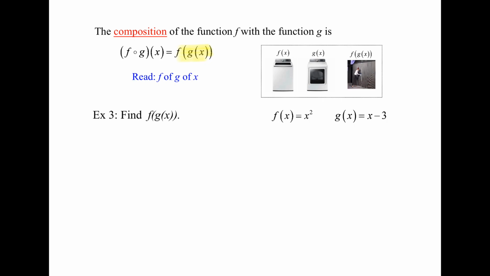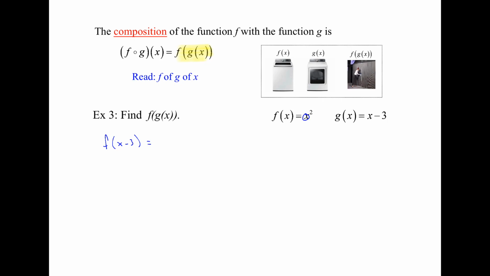So to find f of g of x, we're going to start with g of x. So g of x is x minus 3. So we're going to replace g of x with what it's equal to, which is x minus 3. So now it's f of x minus 3. So wherever there's an x, you're going to replace that with g of x, which is x minus 3.